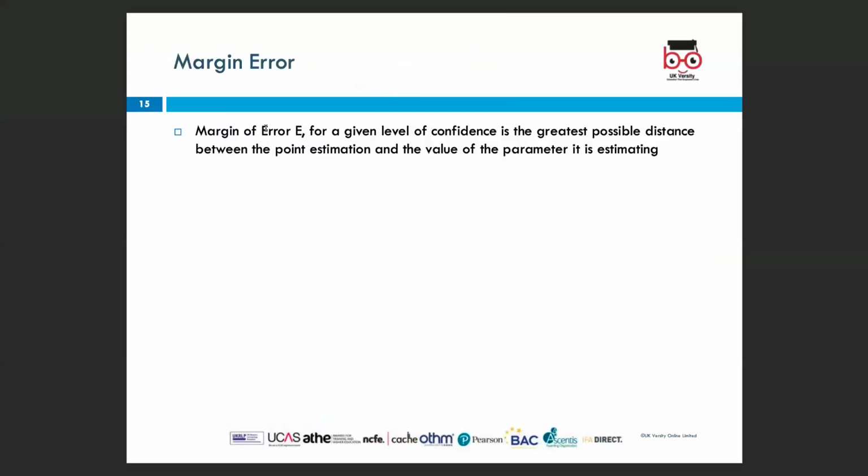We have margin of error. So margin of error E for a given level of confidence is the greatest possible distance between the point estimate and the value of the parameter it is estimating.